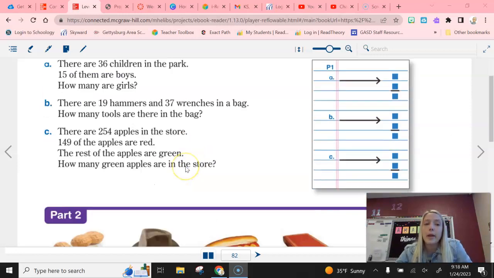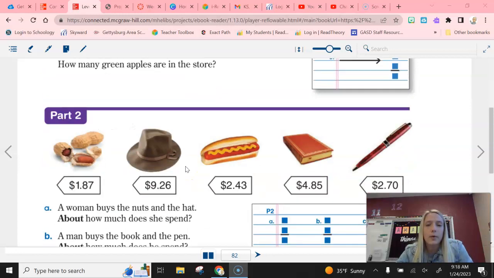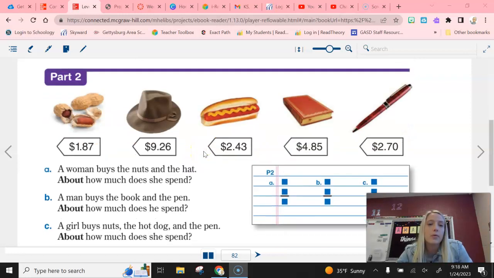Okay. On your paper, we're going to do one other thing I would like you to try. I know that we didn't get into adding and subtracting decimals quite yet, but I think we can do the estimation part for this. So looking at the screen, you have 5 different objects. You have peanuts, a hat, a hot dog, a book, a pen. Underneath, it tells you the price for each of those objects.